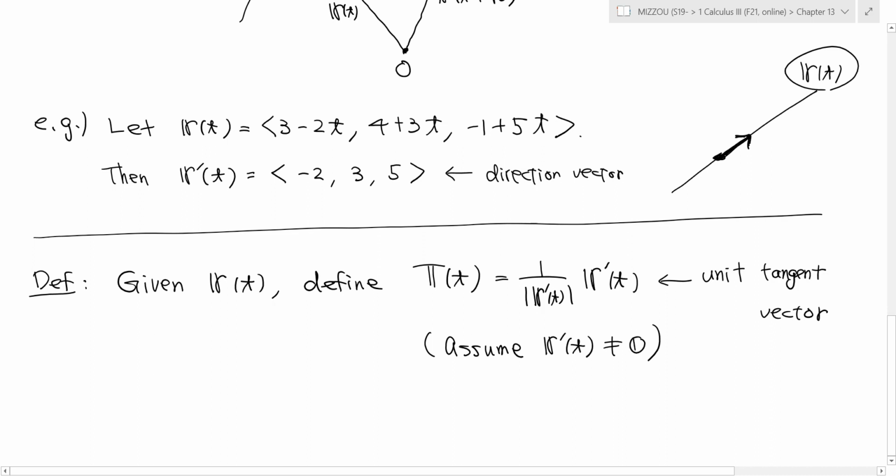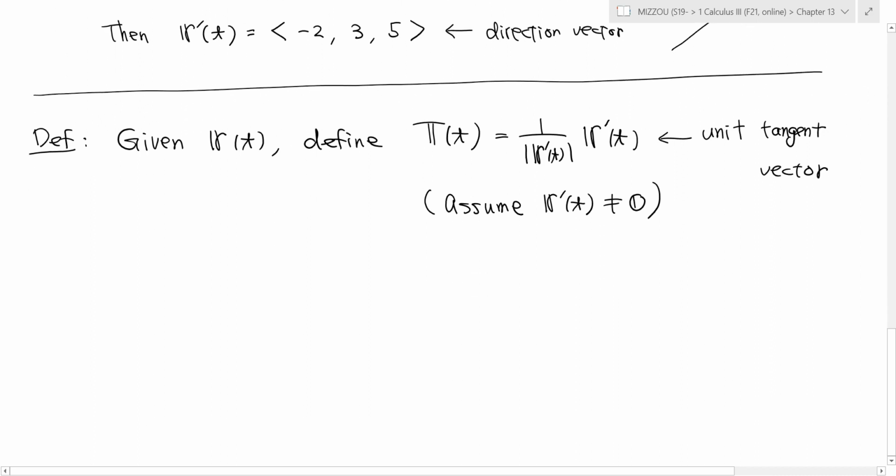And moreover, I have to say this is just a 0 vector. We never encounter this situation. Anyhow, so let's just do an exercise. Example. Let r of t be cosine t, sine t, and t. Remember, we have seen this. This is a spiral or helix geometrically. It looks like going like this, going up the z-axis.